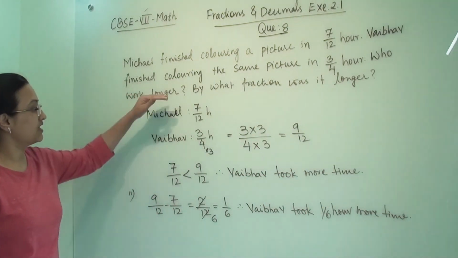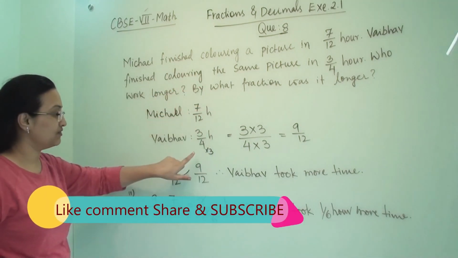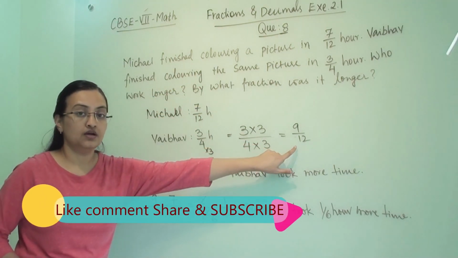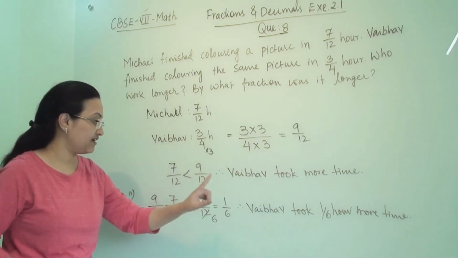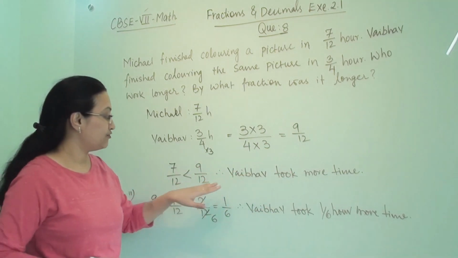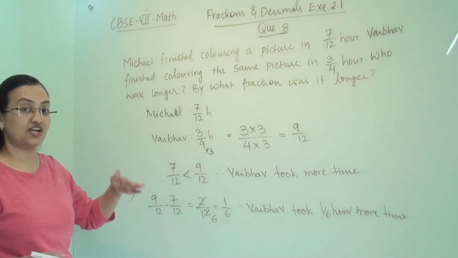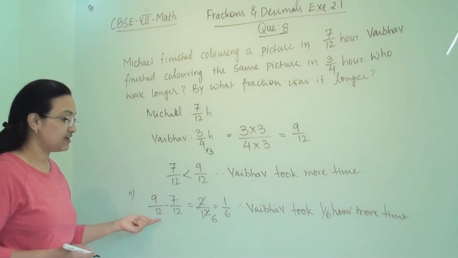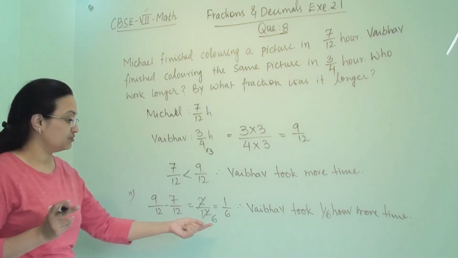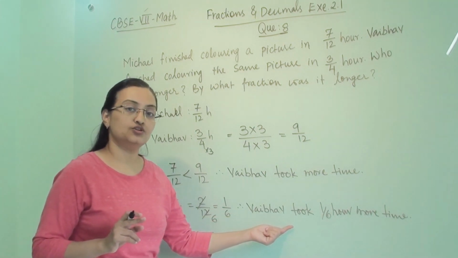So that is how we are going to solve. Whenever there are two fractions and we have to compare them, first we have to change them into like fractions, then it will be easy for us to compare. From this we got to know that Vaibhav took more time, and to check how much more time he took, we have to subtract those two. The difference will tell us how much more time he took.